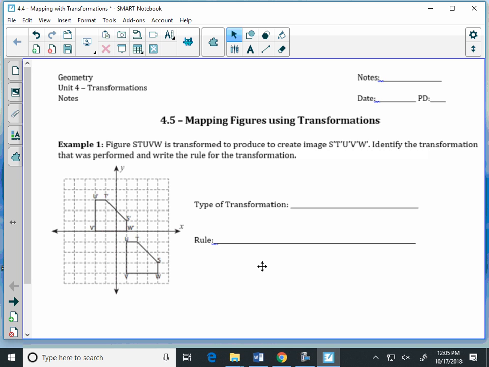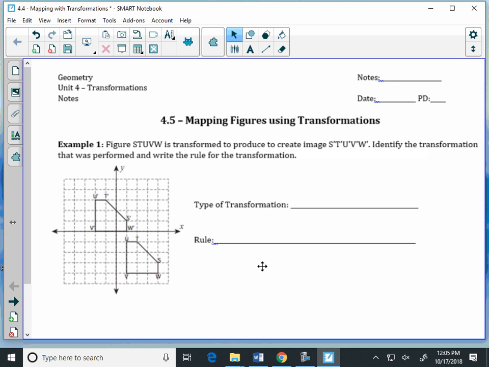If we take a look at the first example, it says figure STUVW is transformed to produce the image S prime, T prime, U prime, V prime, W prime. Identify the transformation that was performed and write the rule for the transformation. Okay? Well, think about the three different types of transformations we talked about: translations, reflections, and rotations.